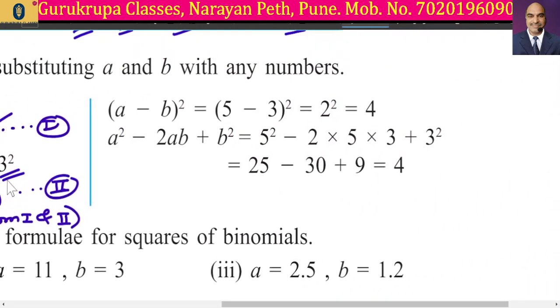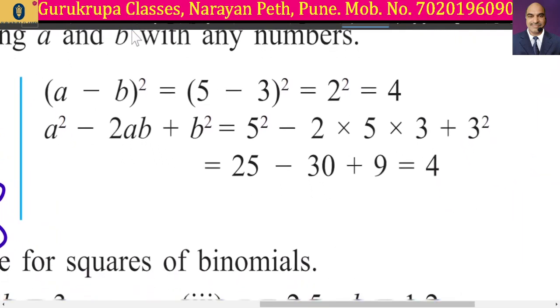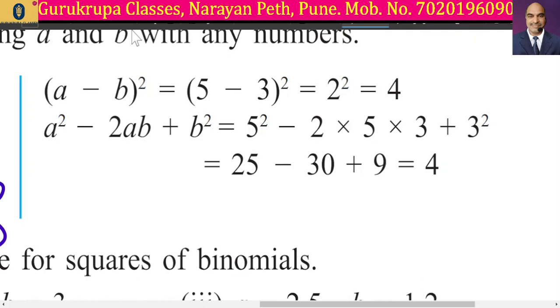Now the second expansion formula we have, we just look at that formula and get the idea about that. First of all, we take the LHS, that is a minus b whole square. Value of a is 5, value of b is 3, 5 minus 3 is equal to 2, so 2 square we got 4. Here statement number 1 we got, statement number 2 we got.